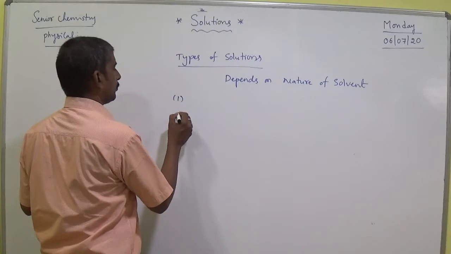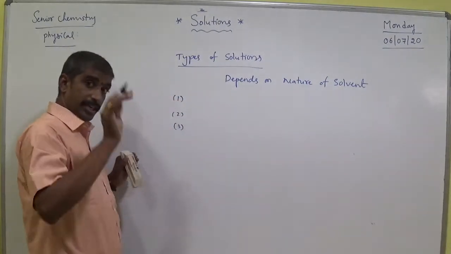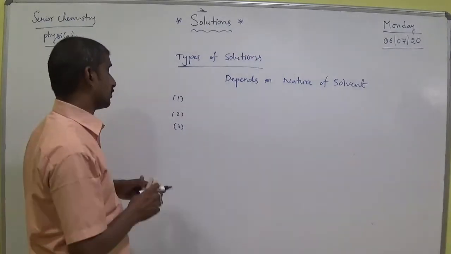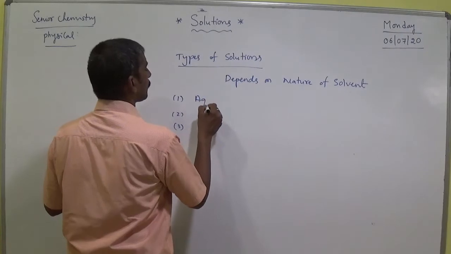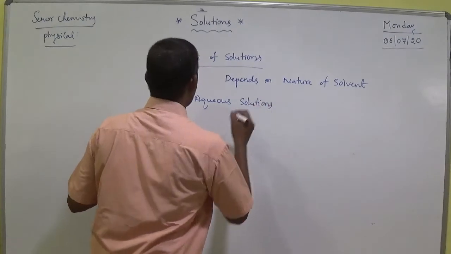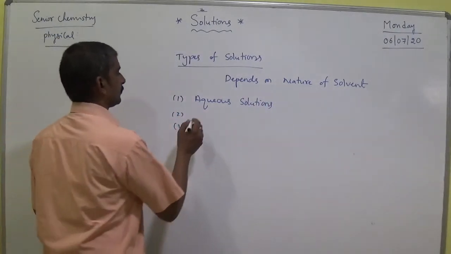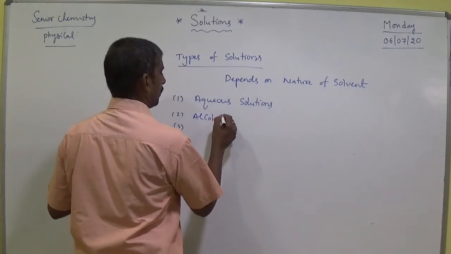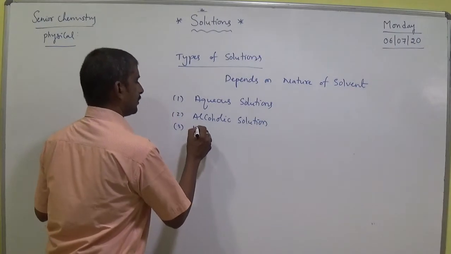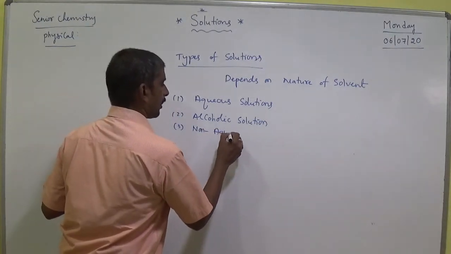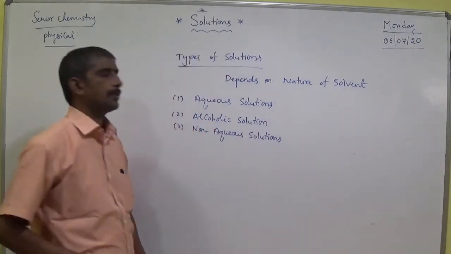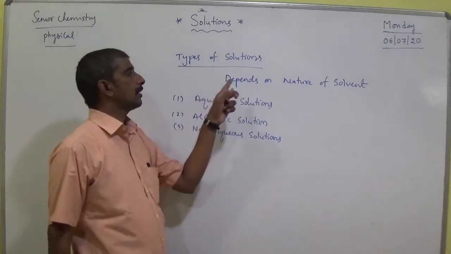Depends on nature of solvent, solutions can be classified into three types. First, aqueous solutions, second, alcoholic solutions. Third one is non-aqueous solutions. Depends on which factor? Nature of solvent.